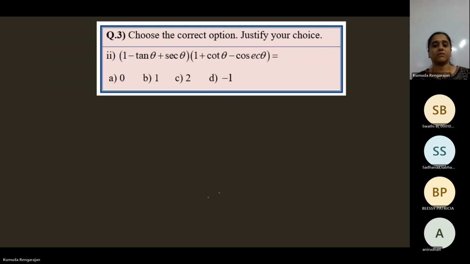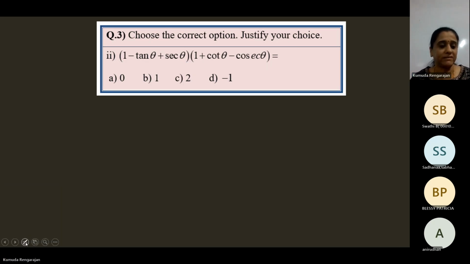Yeah. This is the next one. So you need to work this. So this one, the value of this expression is equal to an integer. You can see the options 0, 1, 2, minus 1. So that means the value of this expression is an integer. This one represents an integer.